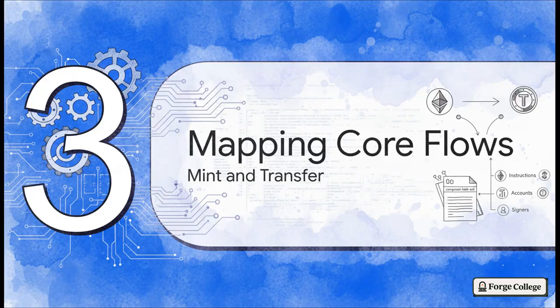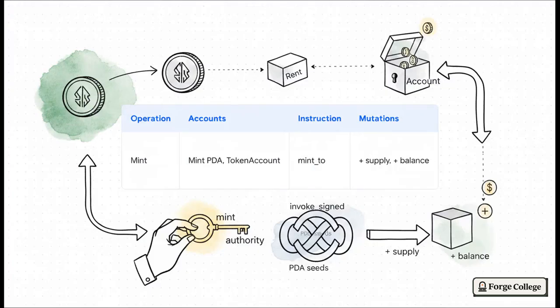Let's hit Section 3, Mapping Core ERC-20 Flows. This is where the rubber really meets the road. To mint new tokens, we grab the program-owned mint PDA, the recipient's token account, and the rent system variable. We use the mint2 instruction, and it has to be explicitly signed by the mint authority. If that authority is a PDA, it programmatically signs via invoke signed. From there, we just increment the global supply and the recipient's balance.